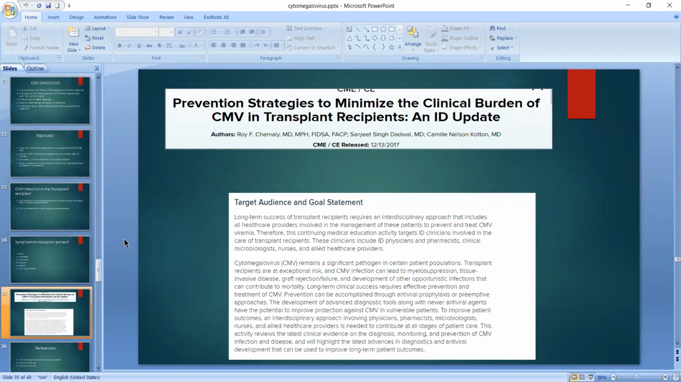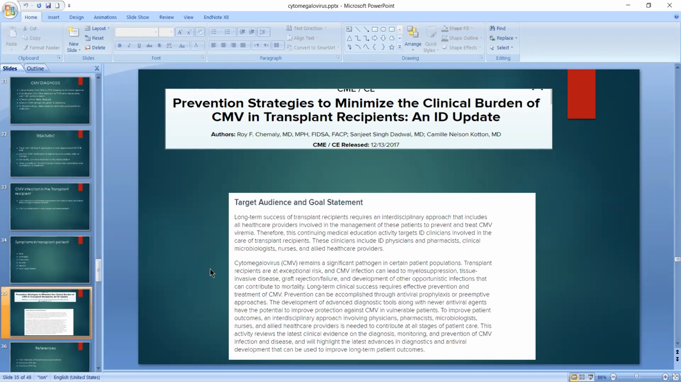Prevention strategies to minimize the clinical burden of cytomegalovirus in transplant recipients. Long-term success of transplant recipients requires an interdisciplinary approach that includes all healthcare providers involved in the management of these patients to prevent and treat cytomegalovirus. Therefore, this continuing medical education activity targets ID clinicians involved. Cytomegalovirus remains a significant pathogen in certain patients. Transplant recipients are at exceptional risk, and cytomegalovirus infection can lead to myelosuppression, tissue invasive disease, graft rejection or failure, and development of other opportunistic infections. Long-term clinical success requires effective prevention and treatment of cytomegalovirus.